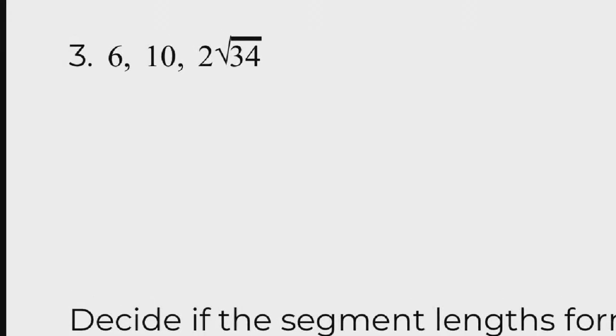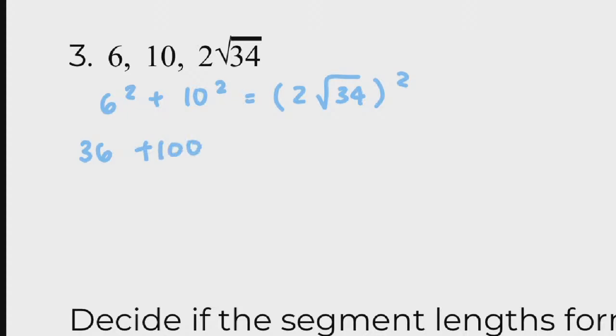Okay, number 3, we're just given side lengths. If you plug 2 rad 34 into a calculator, that's going to be the longest side. So we have 6 squared plus 10 squared equals 2 rad 34 squared. That's 36 plus 100 equals 136. So we get 136 equals 136, which is true. So yes.